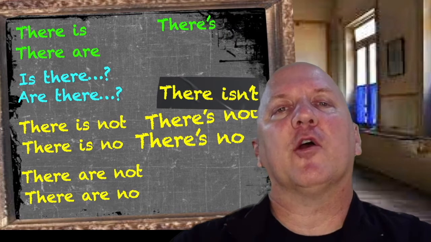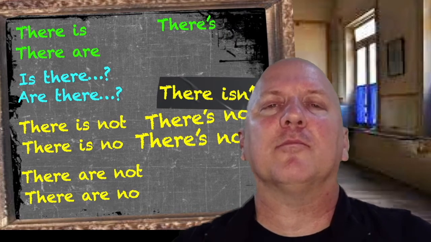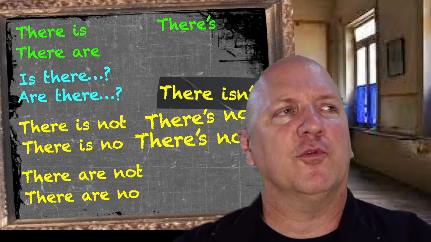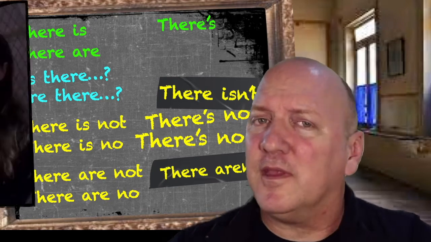Now, between "there are not" and "there are no," only "there are not" can be contracted. And we would do that by saying "there aren't." And sometimes it's easy to understand.